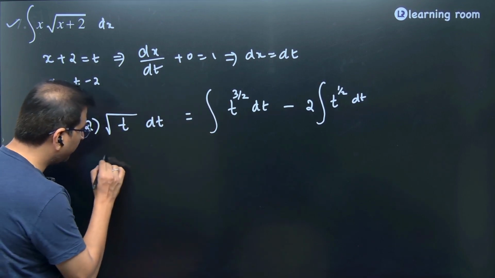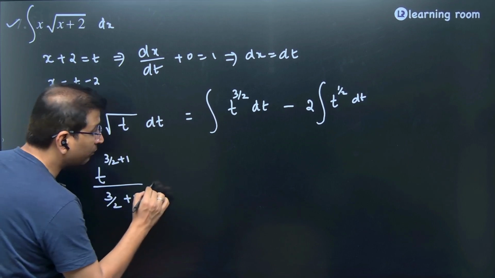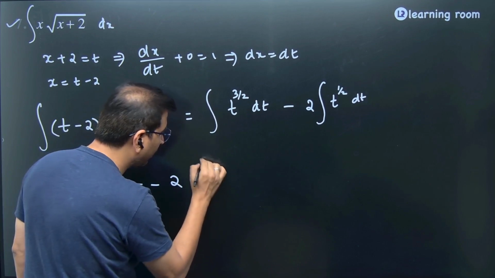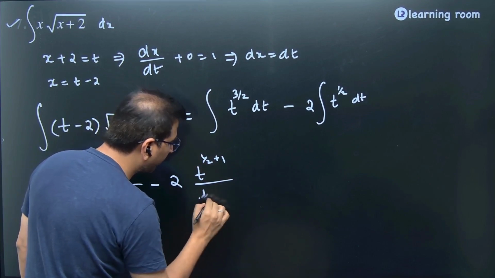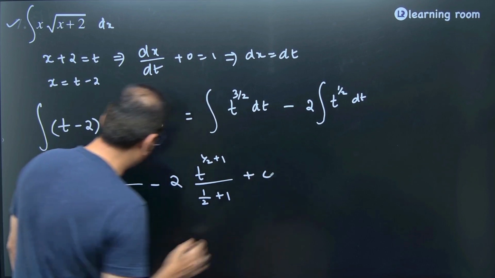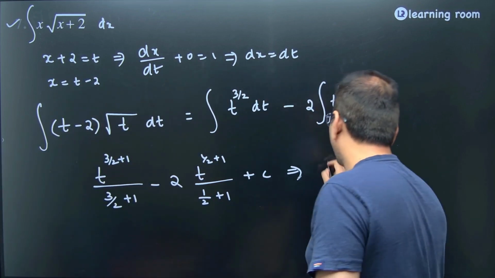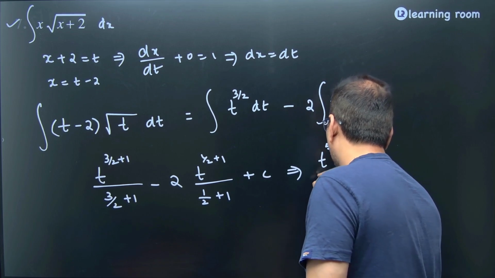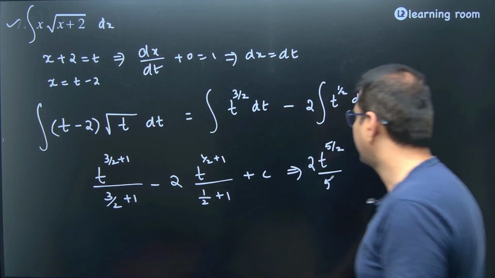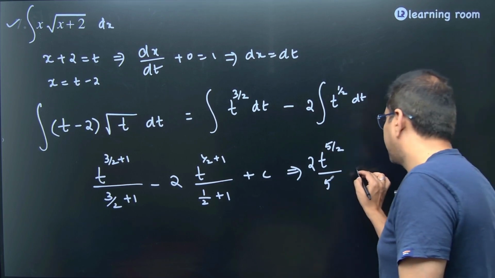What is the integral of t power 3 by 2? It will be t power 3 by 2 plus 1 divided by 3 by 2 plus 1, minus 2 into the integral of t power half, which will be t power half plus 1 divided by half plus 1. So plus c should be added. When you solve this, you will get t power 5 by 2 divided by 5 by 2. So 2 will go to the numerator and 5 will be left in the denominator.